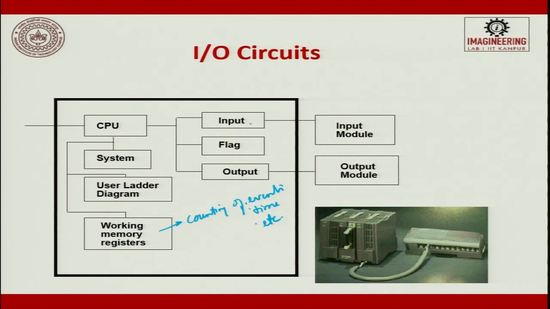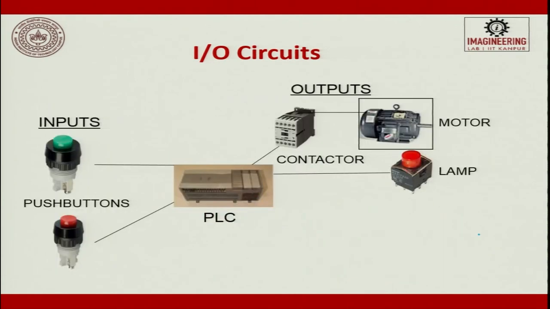So, from a CPU you will have input, you have flags and you have outputs. Input is attached to the input module, output is attached to the output module, and flag is a place where in between these two certain operations happen. So, this is how a PLC looks like. This is a PLC which you see, these are the memory which are attached.